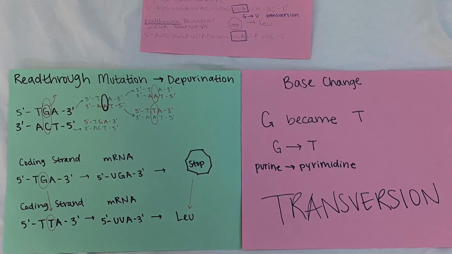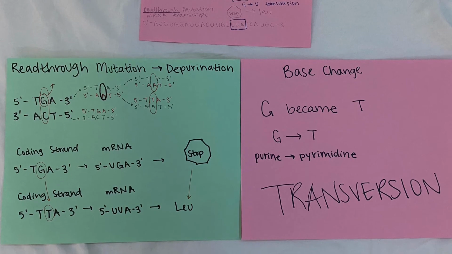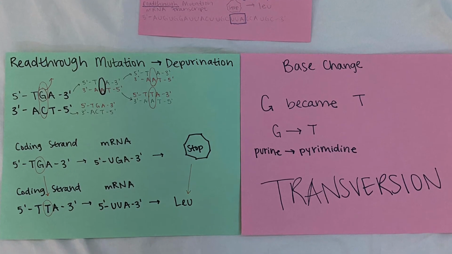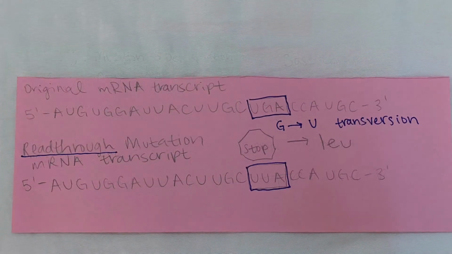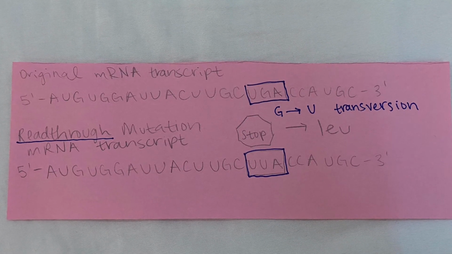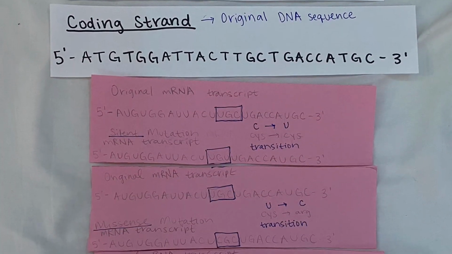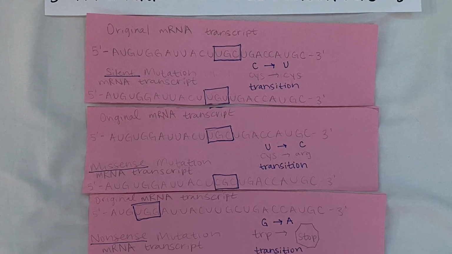Through replication, a new nucleotide is incorporated into the DNA, adenine in this example. Through another round of replication, a thymine is now in the coding strand, where there once was a guanine. This is a transversion. Guanine, a purine, changing to a thymine, which is a pyrimidine. Where there once was a stop codon, there is now a codon that codes for leucine.